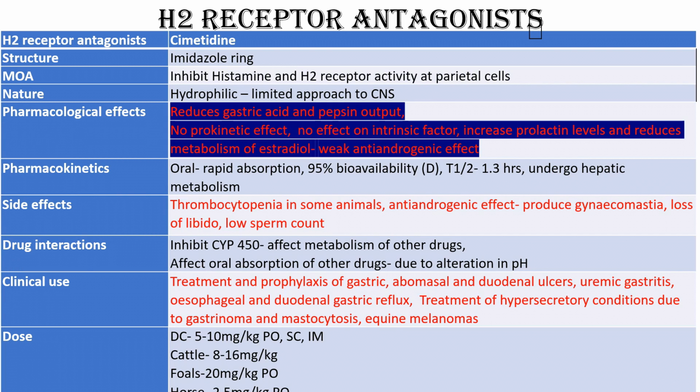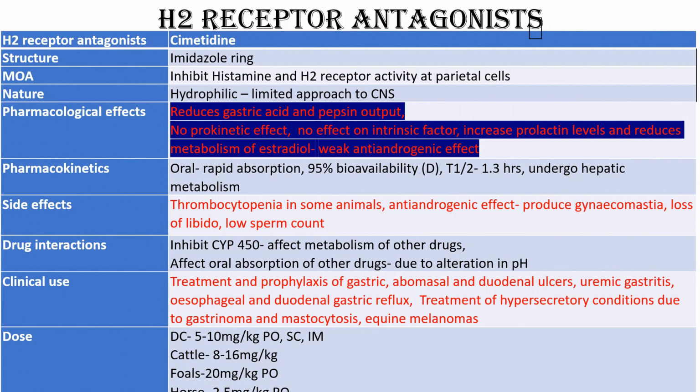Cimetidine. Cimetidine is the first agent from this category of H2 receptor antagonists. If we see the structure of cimetidine, the common thing is the imidazole ring, which is common in the histamine structure also. Mechanism of action: cimetidine inhibits histamine and H2 receptor activity at parietal cells. If you inhibit histamine and H2 receptor activity at parietal cells, then further acid secretion will be stopped. So it is helpful in reducing gastric acidity.